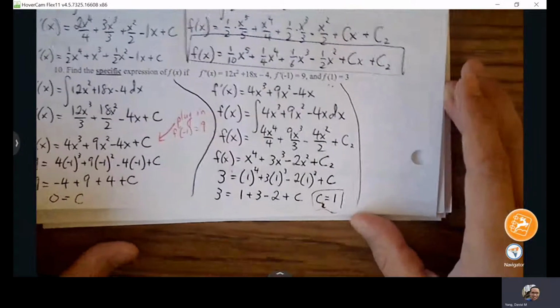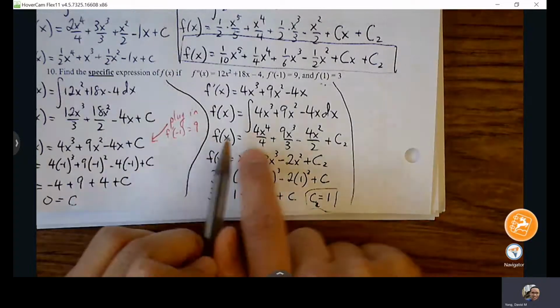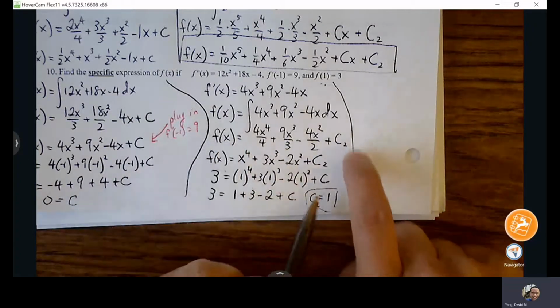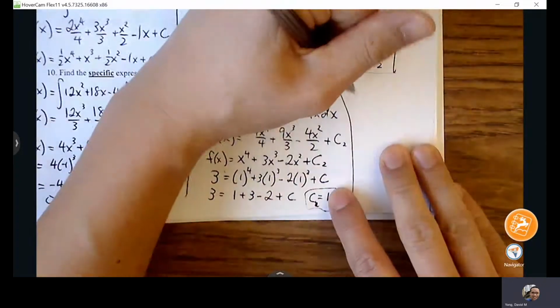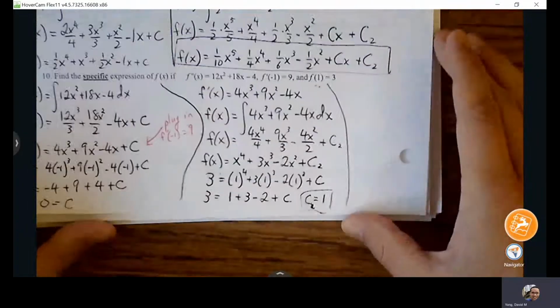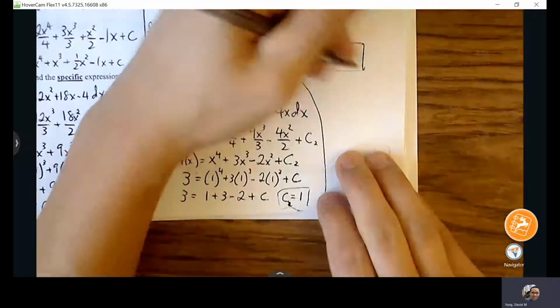All right, so once you find your c value, don't just stop there. Go back and rewrite your function, and then go ahead and replace that c value that you found into your function. That way you can graduate that general expression into a specific one.